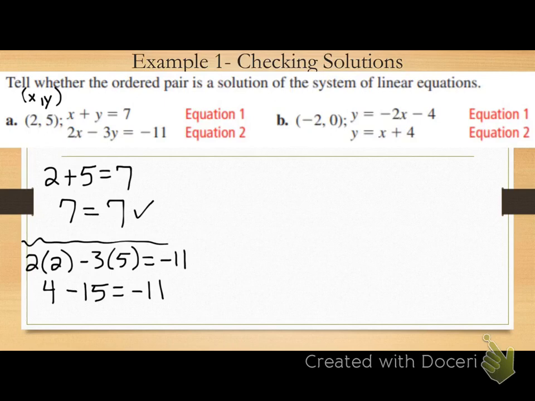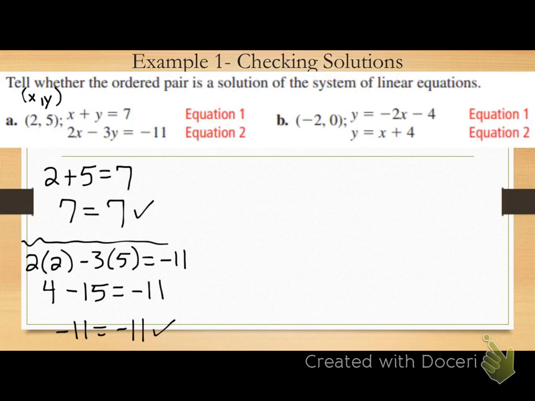What's 4 minus 15? Negative 11. Can I do any more simplifying? No, I get negative 11 equals negative 11. Is that a true or false statement? True. So, is (2, 5) a solution to my second equation? Yes, it is. I plug it in, I get a true statement.